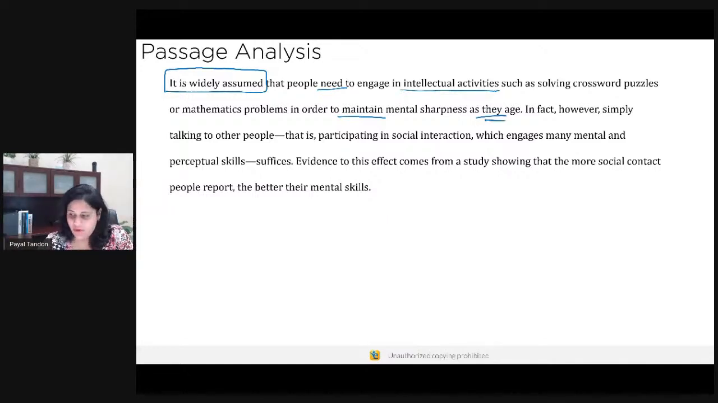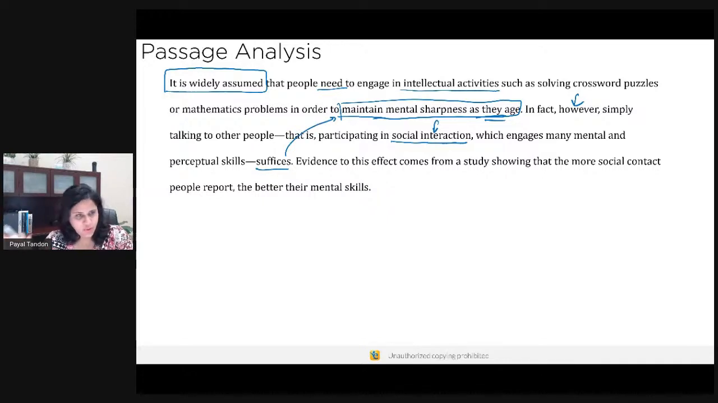In fact, however, now you see the word however, that tells you that there is a change in the direction of the passage. Simply talking to other people, that is participating in social interaction, which engages many mental and perceptual skills, suffices. So what is the author saying? The author is saying you don't really need to engage in intellectual activities. If you simply converse with other people, which he's terming as social interaction, that itself will suffice. Suffice to do what? Suffice to maintain mental sharpness as people age. Okay, it will suffice to do that.